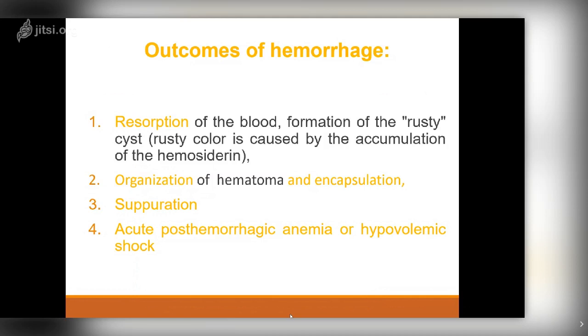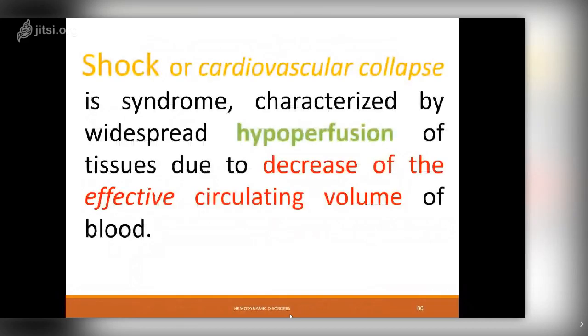Joining of secondary infection may result in suppuration of hematoma, and in this case we will see formation of pus inside of this cavity. And of course, severe loss of blood will result in acute post-hemorrhagic anemia, and very severe loss of blood will lead to hypovolemic shock. So, shock. Next type of hemodynamic disorder.